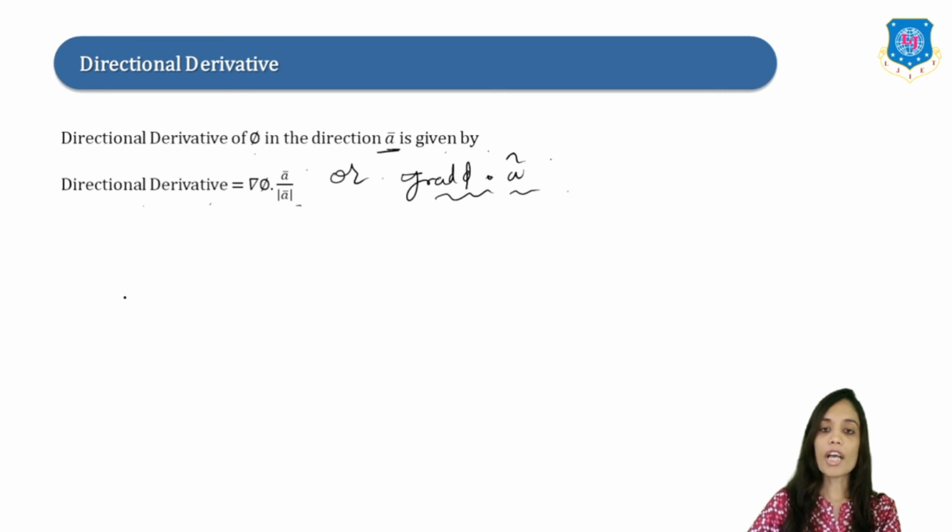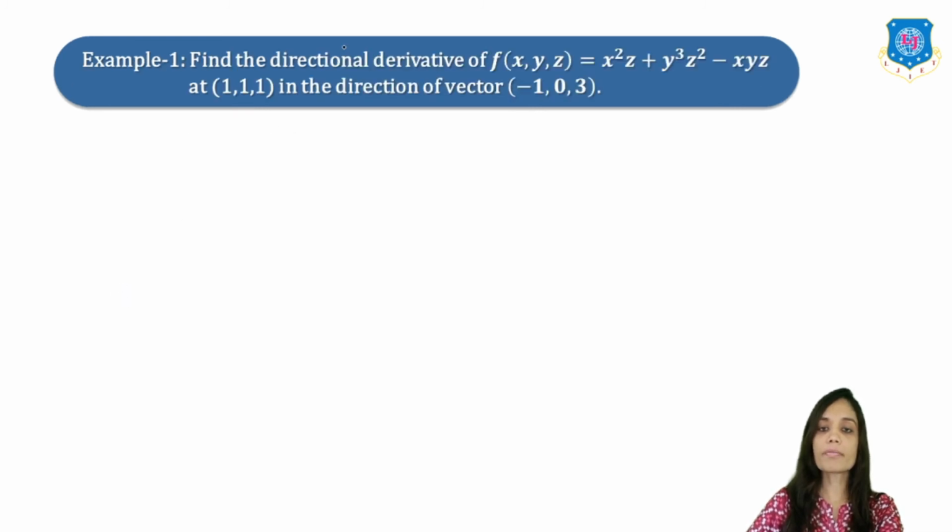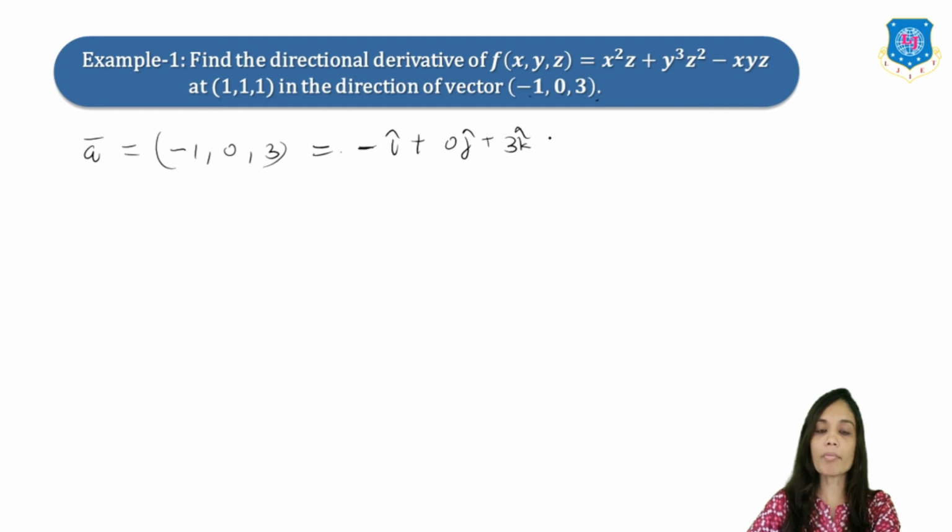Okay. So now let us solve a few examples. We have to find the directional derivative of this surface at point (1, 1, 1) in the direction of the vector (-1, 0, 3). So our a bar is what? (-1, 0, 3), or I can write this as -1 i cap plus 0 j cap plus 3 k cap. So our a cap will be a bar upon mod a bar, right?